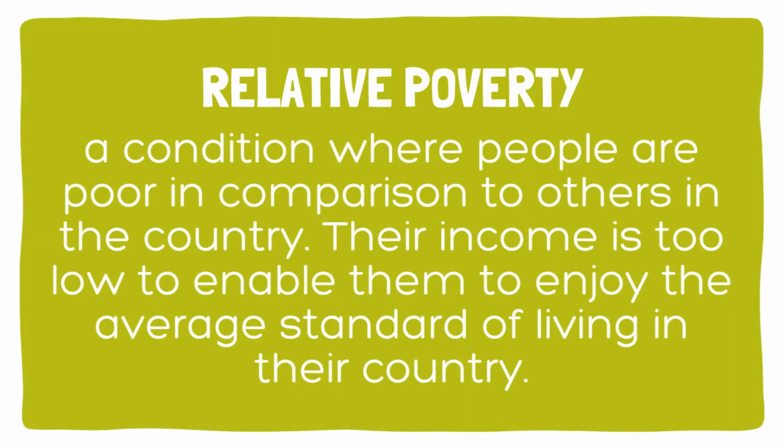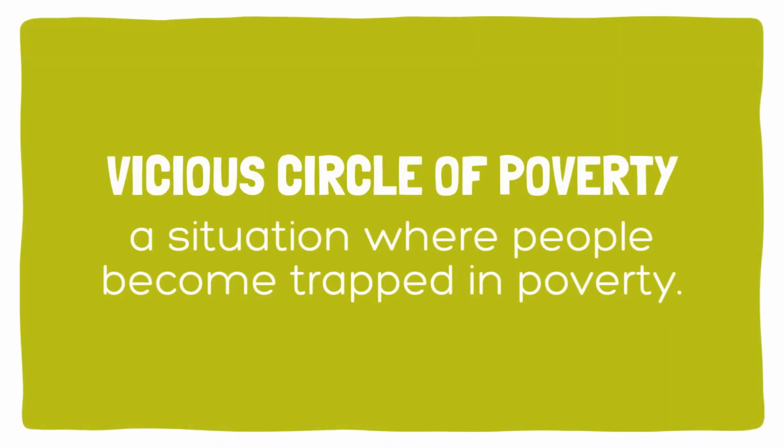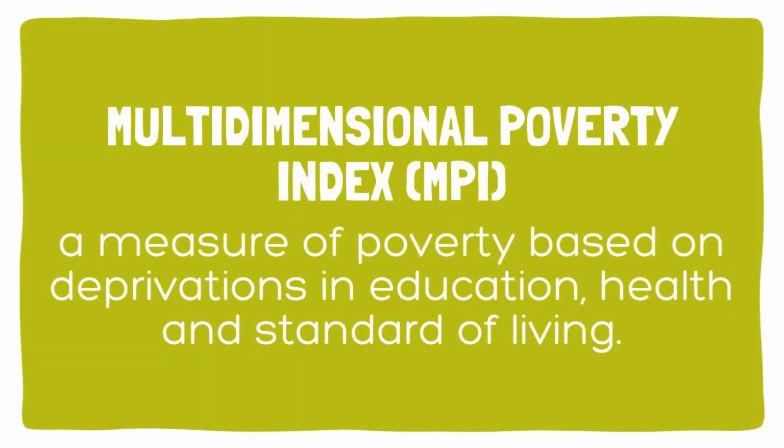their basic needs. Relative poverty is a condition where people are poor in comparison to others in the country. Their income is too low to enable them to enjoy the average standard of living in their country. Vicious circle of poverty is a situation where people become trapped in poverty. Multidimensional Poverty Index is a measure of poverty based on deprivations in education, health, and standard of living.